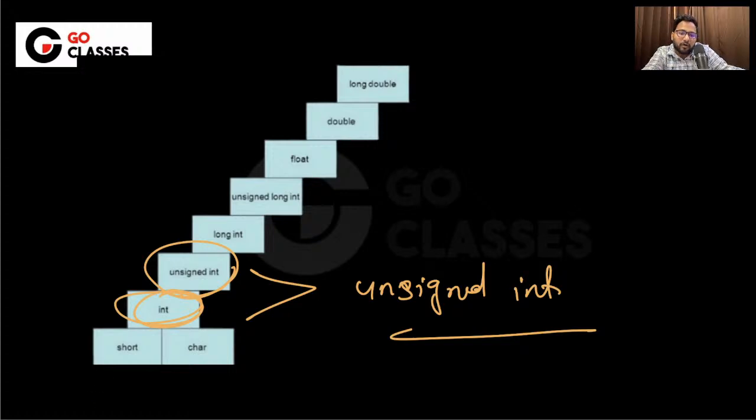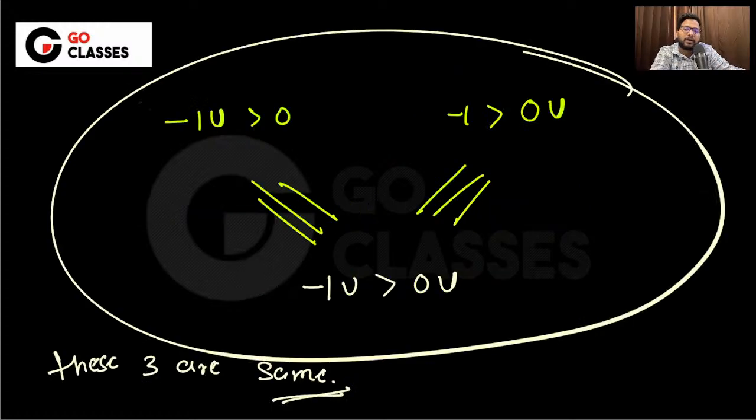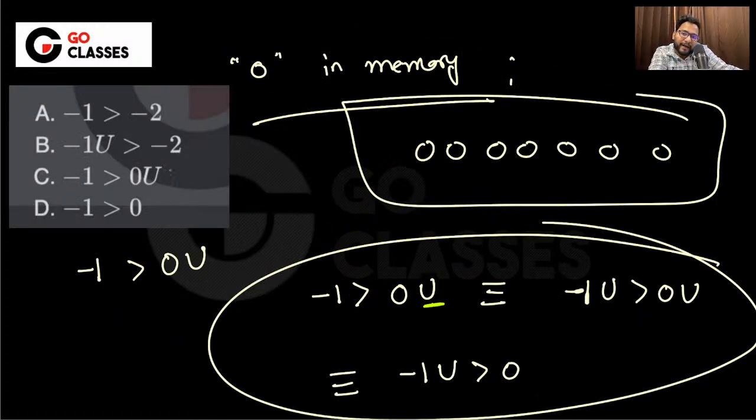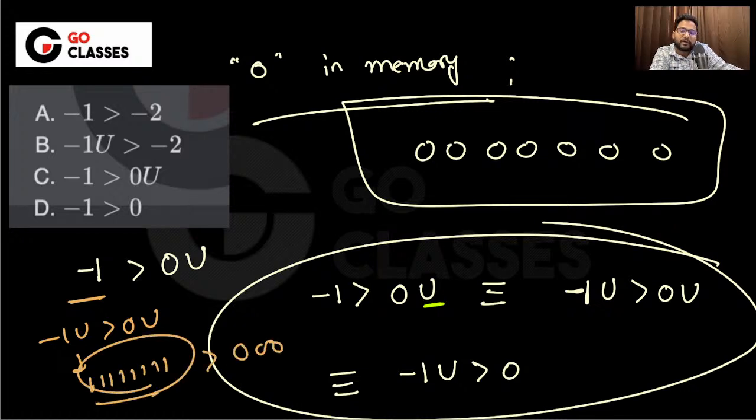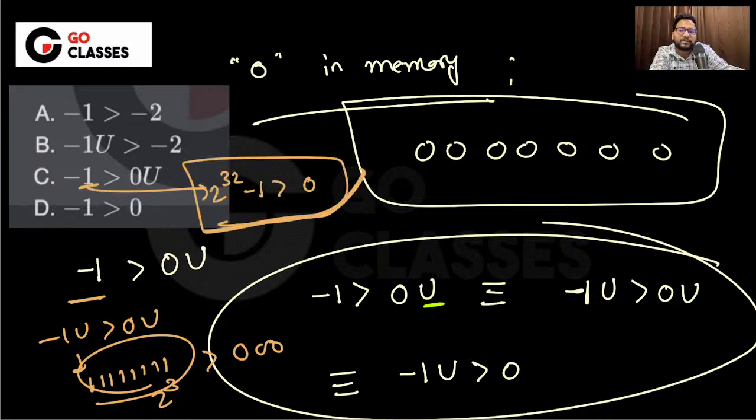So now you just see here that even if you're writing -1 is greater than 0u, it means that this is -1u is greater than 0u. So -1u is actually an unsigned number, all ones, and this is all zeros. So obviously this is 2 power 32 - 1 compared with 0, and it is greater than 0. Yes, obviously, this is an unsigned comparison, so C is true. What about D? This is just a normal comparison which is saying -1 is greater than 0. What do you think? Obviously, there is no u here.